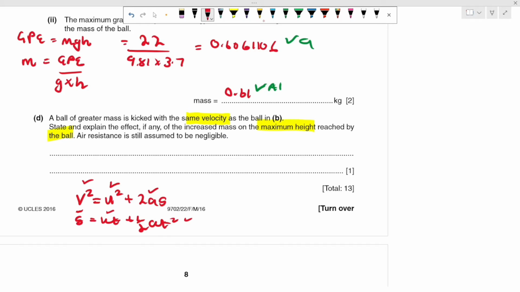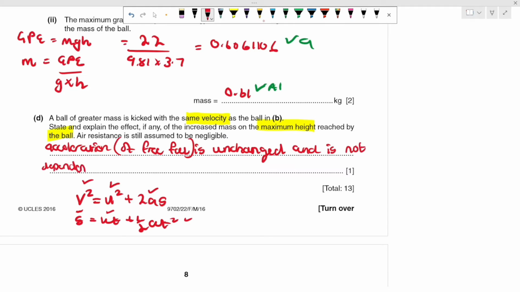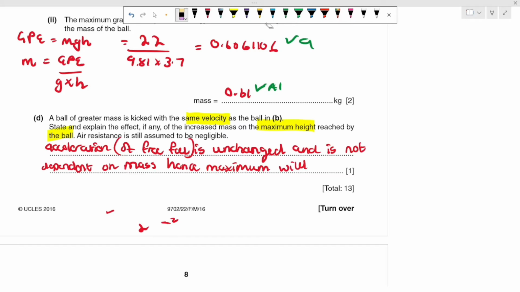So how do we put this in words? Well, we can just say the acceleration of free fall is unchanged and is not dependent on mass, hence the maximum height will not change. So that's essentially what you need to be thinking of.